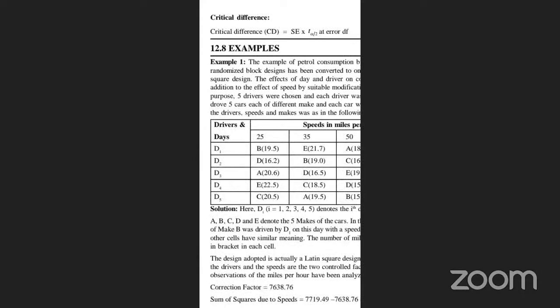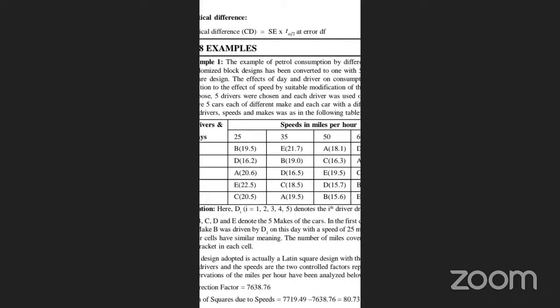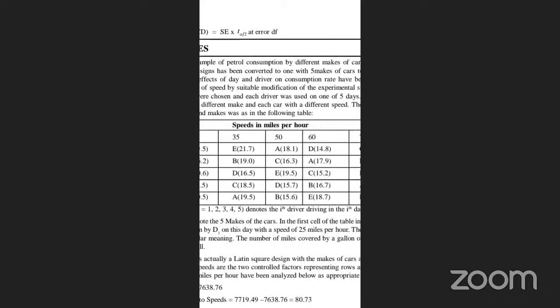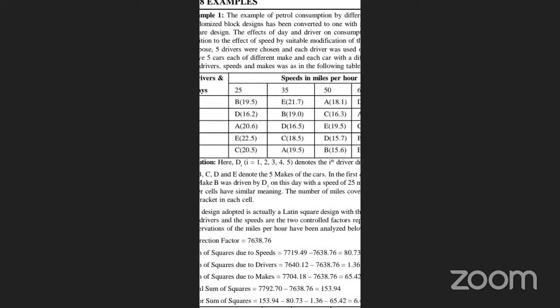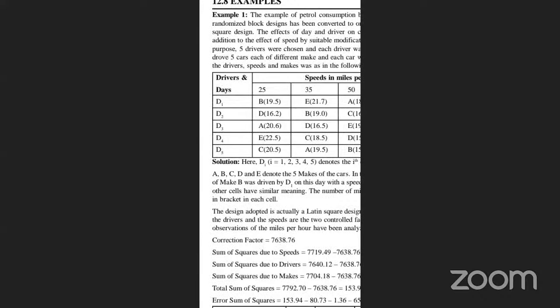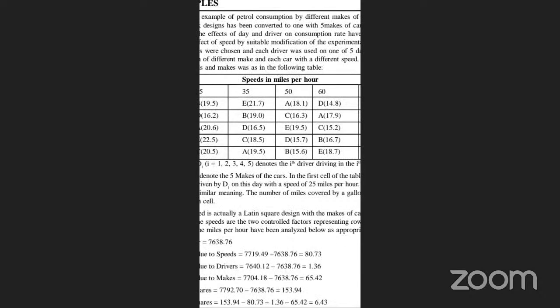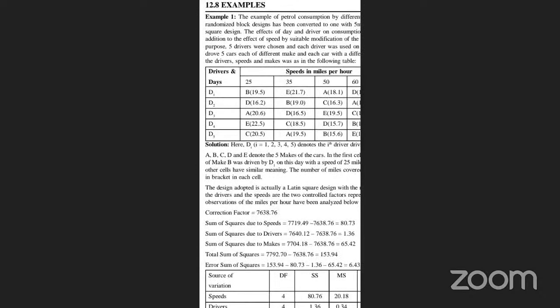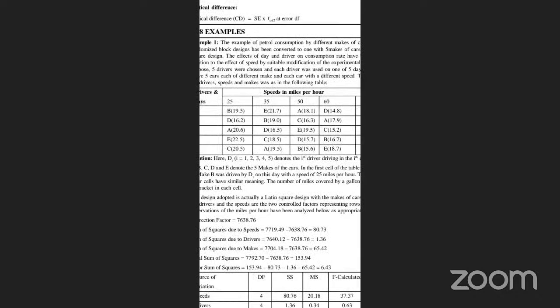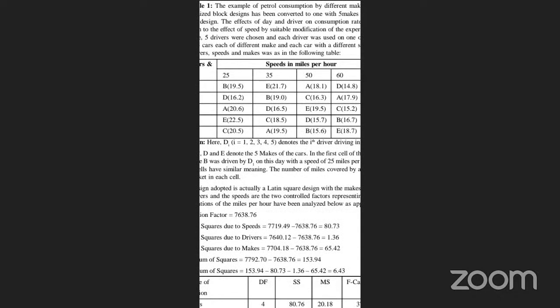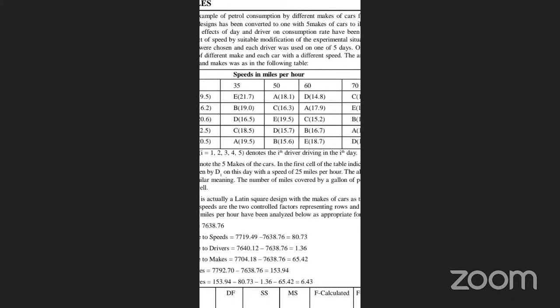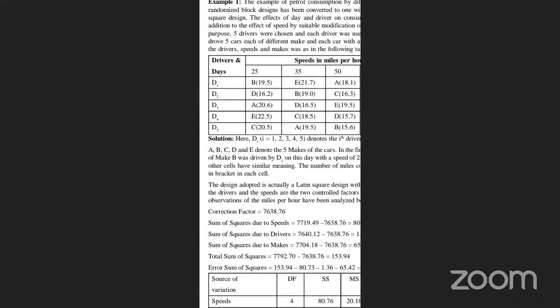So the drivers are D1, D2, D3, D4, D5. The speeds are 25, 35, 50, 60, 70. The values are given in the brackets: 19.5, 16.2, 26, and the makes A, B, C, D, E. So A, B, C, D, E are the 5 makes of the cars, and the index runs over 1, 2, 3, 4, 5 for the ith driver driving on the ith day.